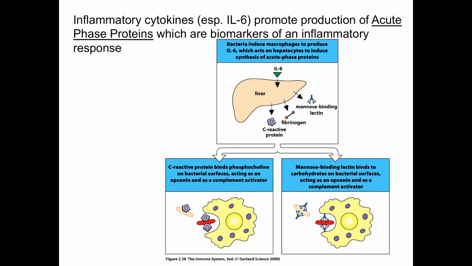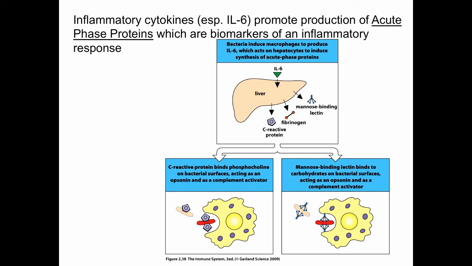So one of these cytokines that we mentioned that the macrophages make upon stimulation through their pattern recognition receptors is a cytokine called interleukin 6. And what interleukin 6 can do when it's systemically circulated is engage with receptors on the surface of hepatocytes in the liver and induce the production by those cells of acute phase proteins like C-reactive protein or fibrinogen, or another protein that's referred to as mannose-binding lectin that helps activate the lectin pathway of the complement cascade.